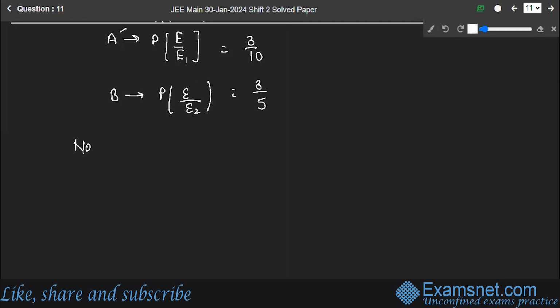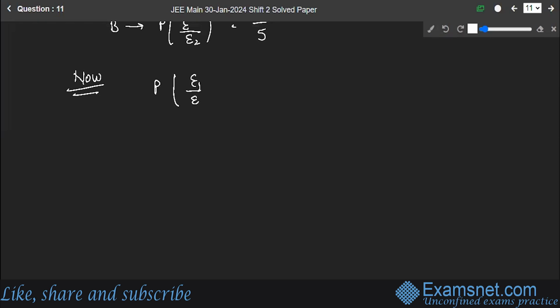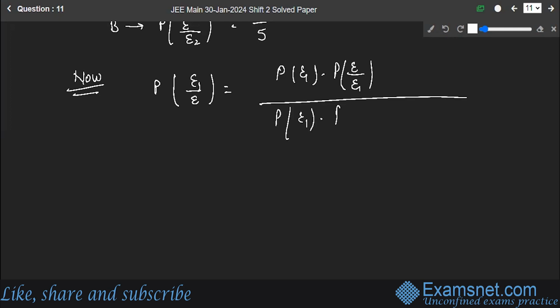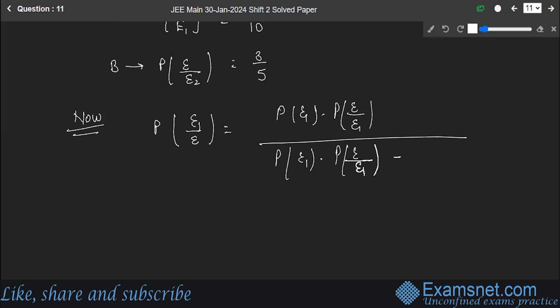Right? Now, what do you have to find out? You have to find out the probability of drawing a ball from bag A if the ball drawn is white. So you want a white ball from bag A, that is you want the probability P(E1 upon E). This is given by probability E1 into probability E upon E1, divided by the sum of this plus probability E2 into probability E upon E2.